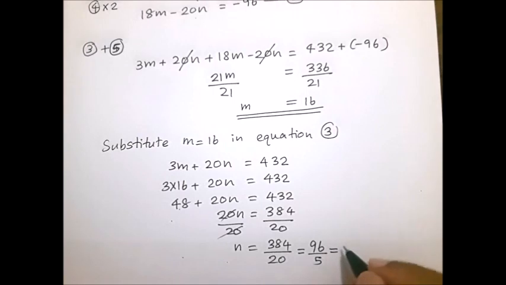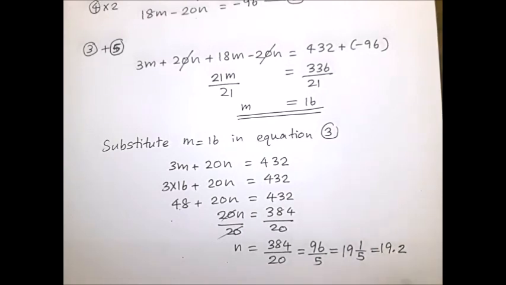Then you can write this as a mixed number. It is 19 and 1 over 5. Or you can write this as a decimal number. These two answers both are correct. Decimal one and mixed number both correct.